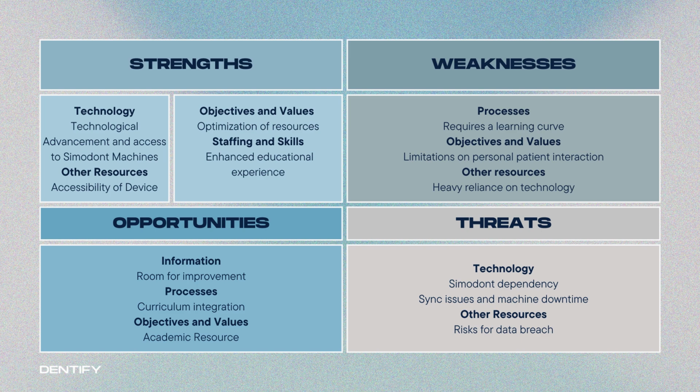For the threats, in technology, the app's efficacy is linked to the condition of the Simodont machine. Damage to it can hinder the app's functionality. Sync issues, data syncing problems can lead to bugs and file corruption. And in resources, the app's digital nature risks data breaches, necessitating improved security measures to protect user information.